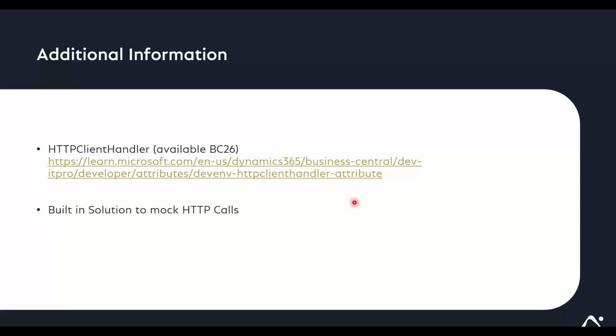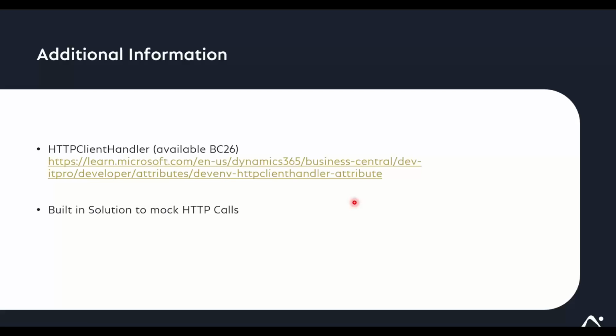Why don't I use it? Two points. First of all, I've used this kind of architecture for a long time, and it works since BC16, and it will still work in the future. The HTTP client handler is new. That's why I didn't use it now. Maybe I will use it in the future, but also the mocking solution which I use is very flexible and can also be used for other use cases, not only for HTTP client handlers. It can be used for every test where you want to fake data.